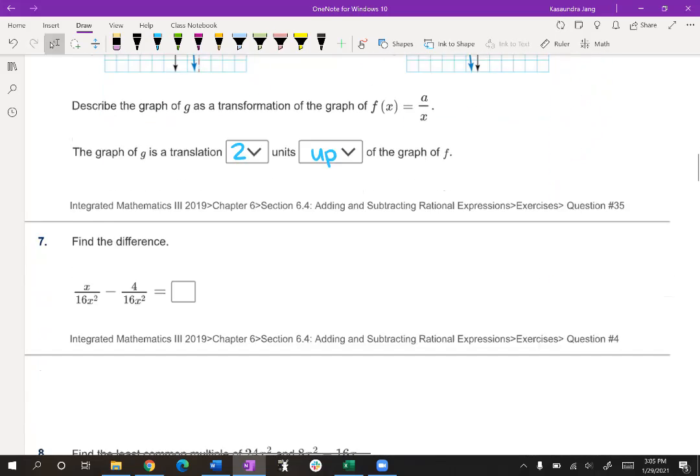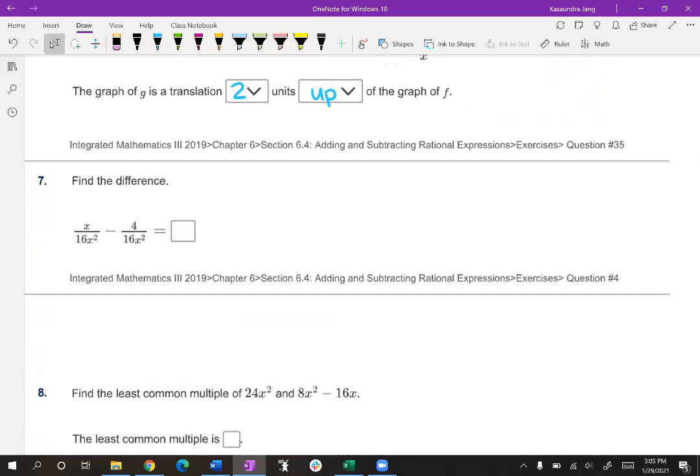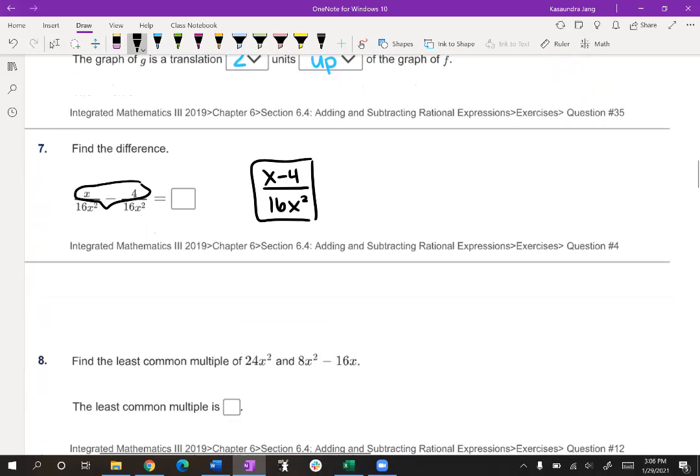All right, and then number 7, find the difference. This one's kind of nice in that they already have common denominators, so I need to subtract the numerators. I'm going to do the x minus 4 over this 16x squared, and I'm done. That one's kind of nice.